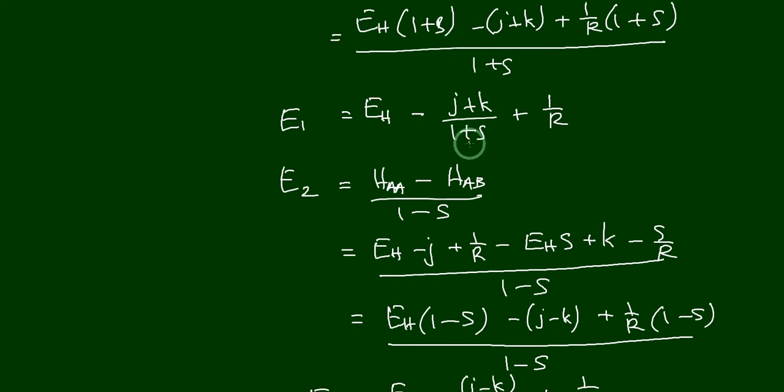EH minus J plus K divided by 1 plus S plus 1 by R.